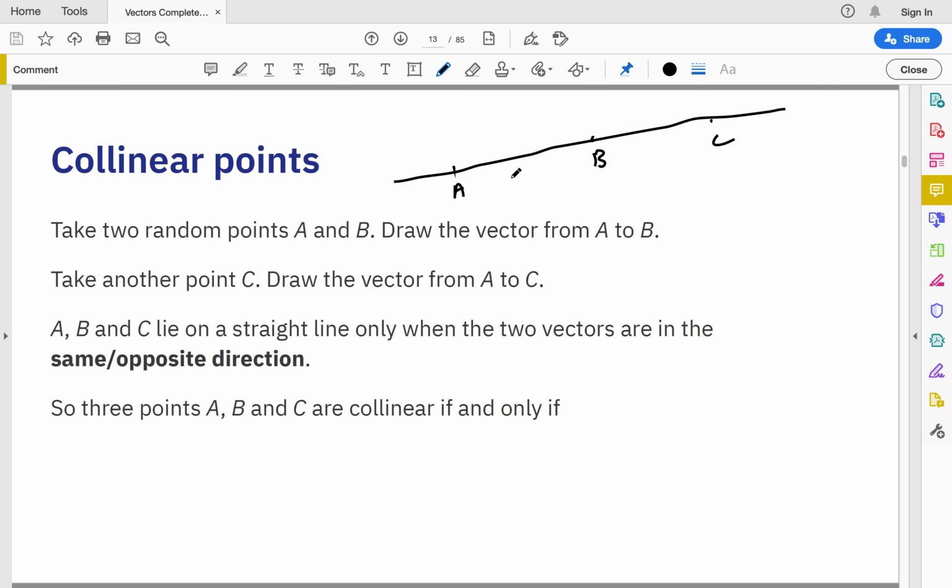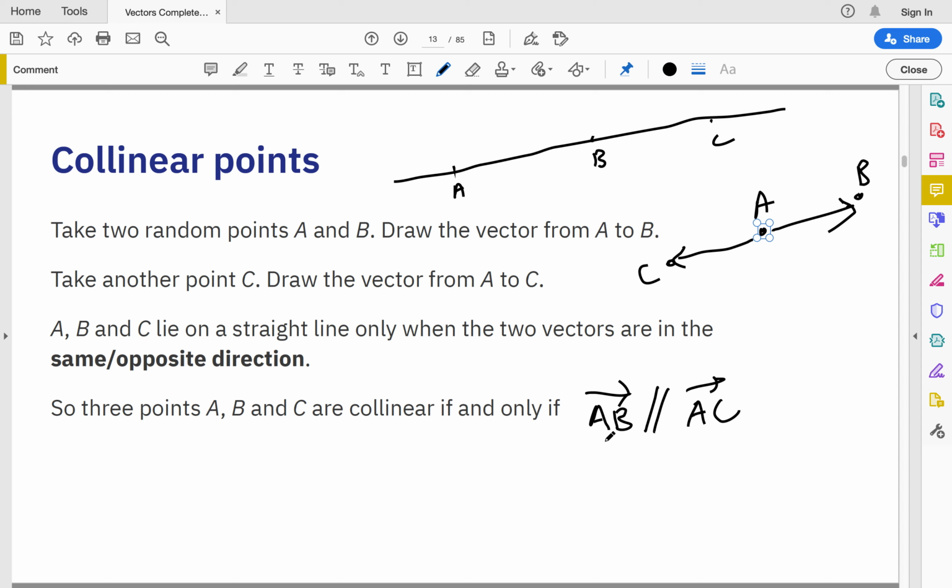So if we take 2 points, let's say A and B, we draw A and B, and we draw a vector connecting A and B. And now we take another point C, and we want to draw the vector from A to C. We realize that A, B, and C will only lie on a straight line if C is along this line as well, which means that vector AB has to be a scalar multiple of vector AC. So we'll write it like this: vector AB is parallel to vector AC, or vector AB is a scalar multiple of vector AC.